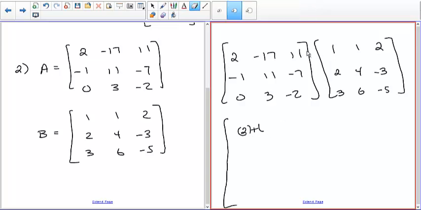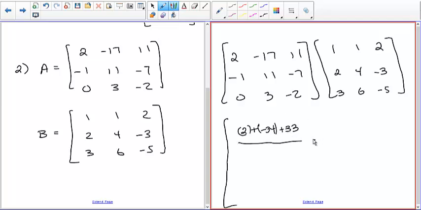Okay, take this row times that column. So you get negative 34. Negative 17 times 2 is negative 34, and 11 times 3 is plus 33. When you add that together, we'll end up getting 1. So that's the first row, first column.